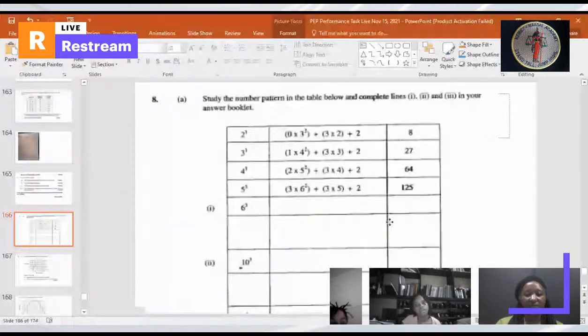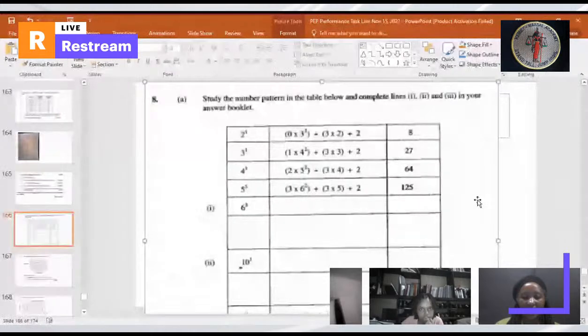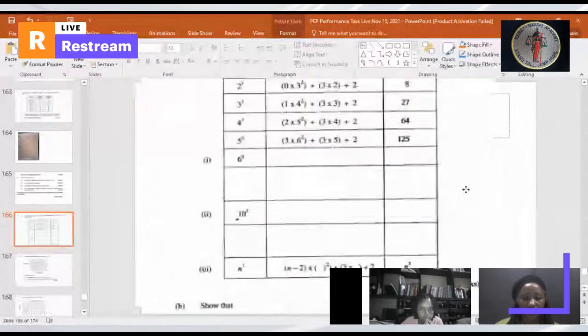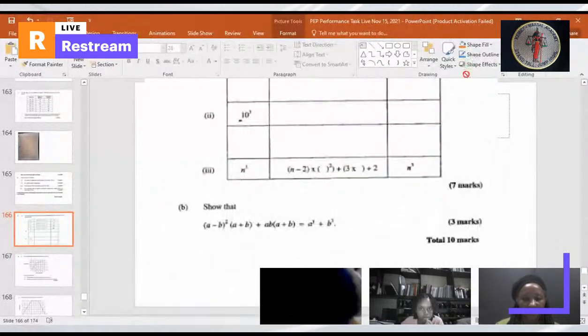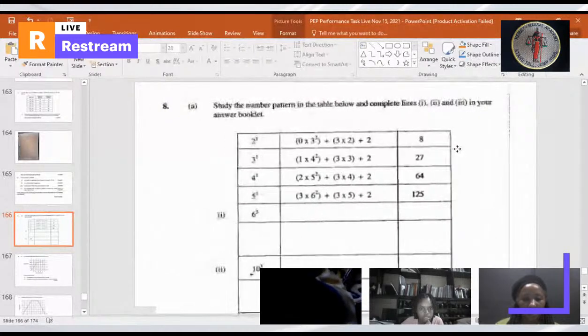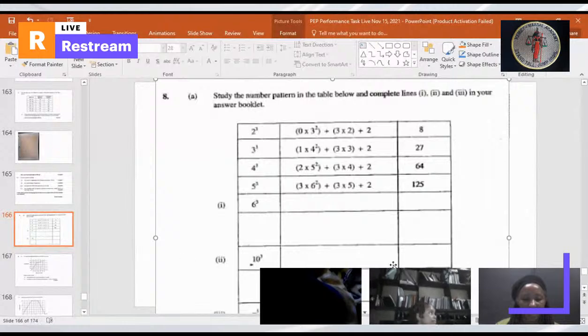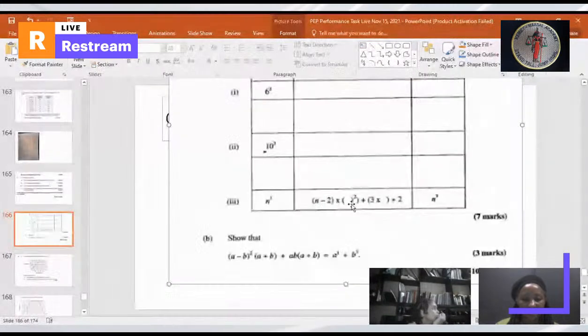Study the number pattern below and come up with I in your answer booklet. I think that's below. Oh, that's further down, right? Okay. So they would want us to come up with this, I, and I here. So look at the pattern. Study the pattern.